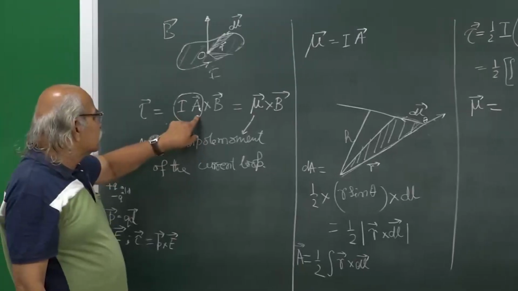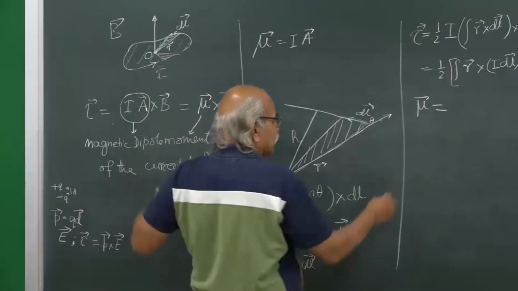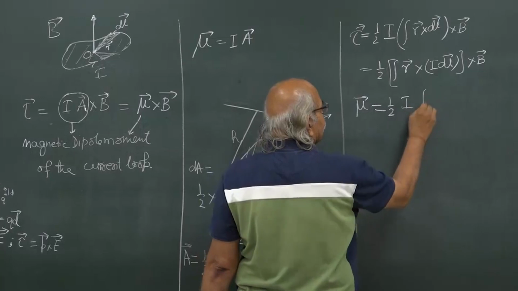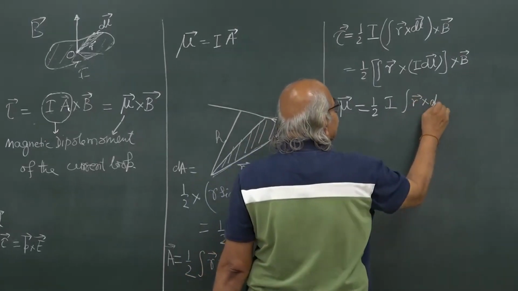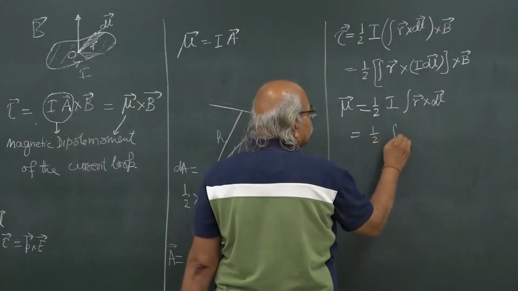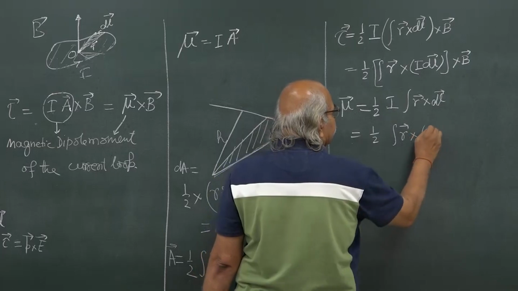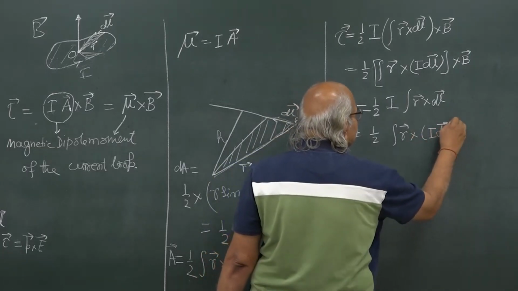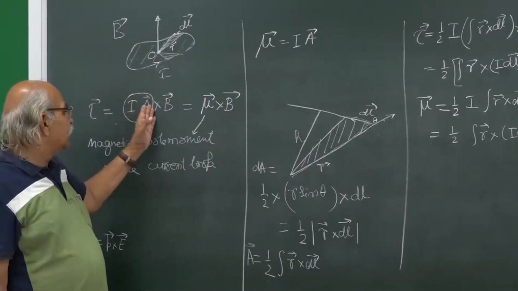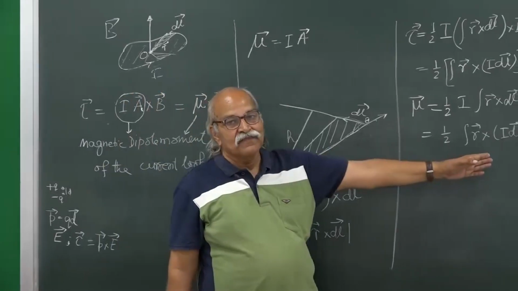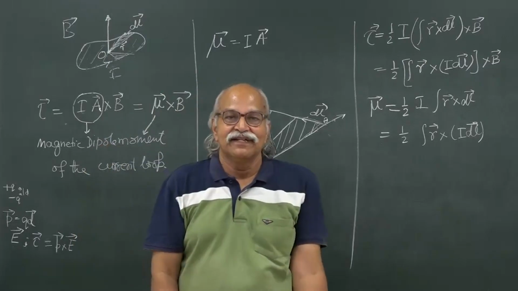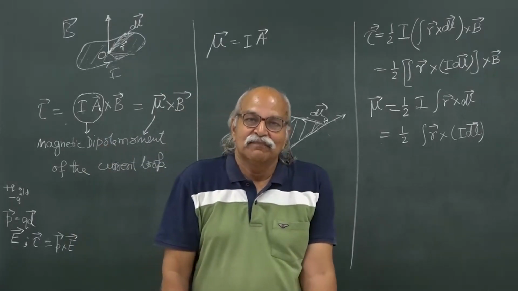Mu is just IA, this is mu. So, mu is I times area, and area is half integration r cross dl here, and this is equal to half integration r cross I dl. You can write this expression mu is equal to IA in this fashion, and this removes the simplifying restriction that we had taken, that the loop is in one single plane.